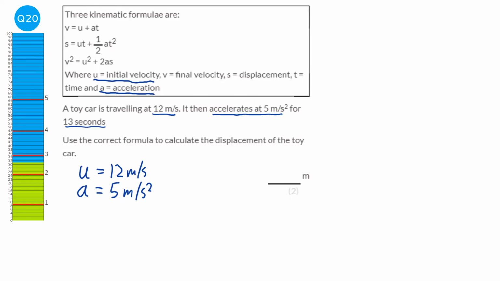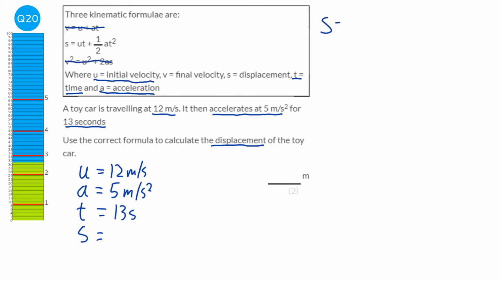And it's for 13 seconds, so that's the time. And we're asked to find the displacement. Now, displacement is just a fancy way of saying distance, but it's a vector distance. So we need to look at the formulae at the top and figure out which one we're going to use. We'll notice we don't have a v at all in this question, so we'll cross out the ones that involve a v, and that leaves the middle one.